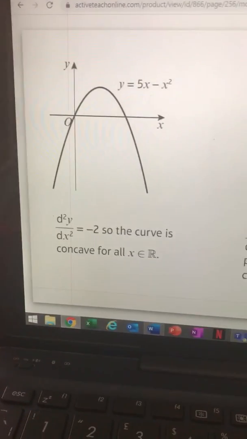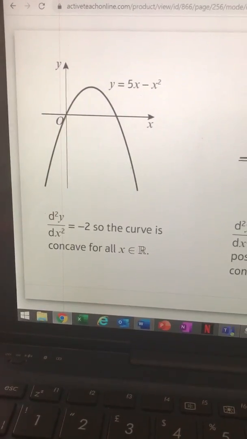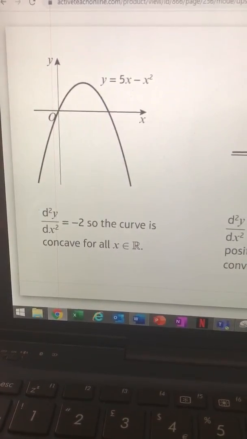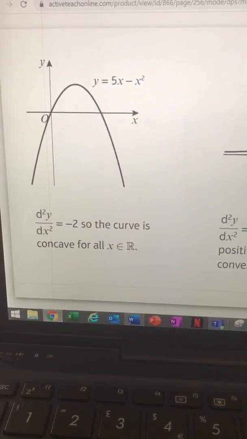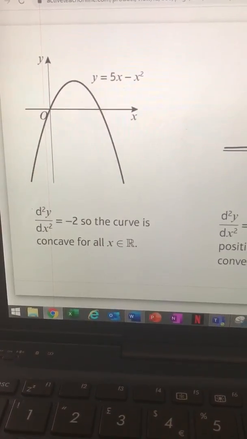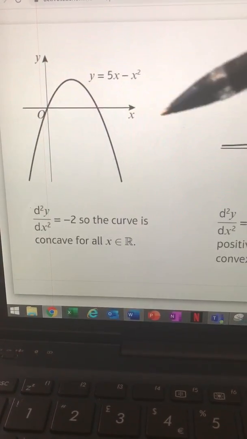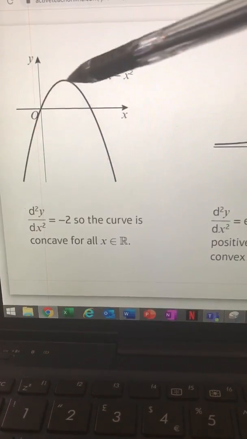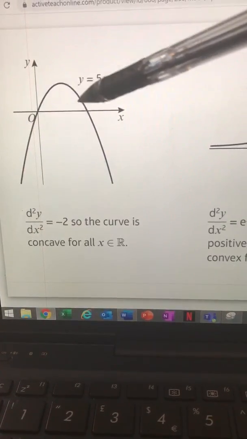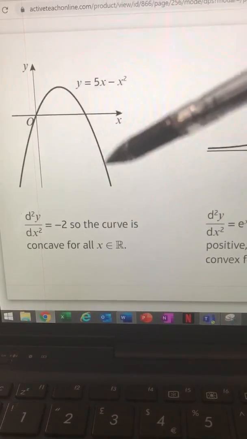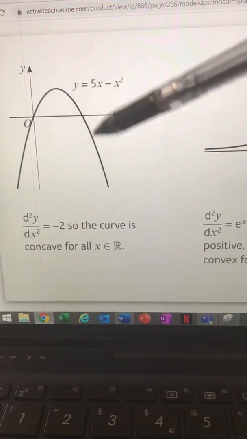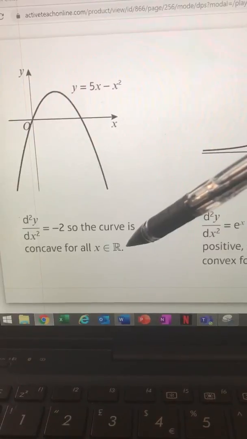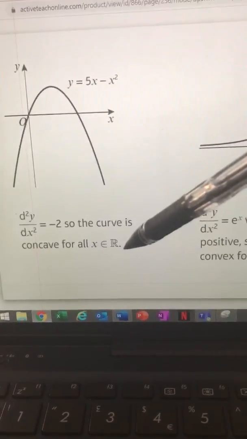For example, we can draw a quadratic, 5x minus x squared, and we will know it's a negative graph, so it would have a maximum. But what the second derivative also does is tell you about the concavity and convexity. So if it's like this, basically a cave, you can call it concave. So this quadratic graph is actually concave for all values of x. Yes, because that's why it's got x for all real values.